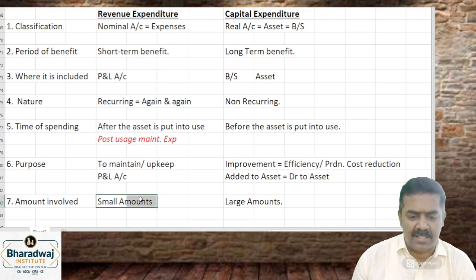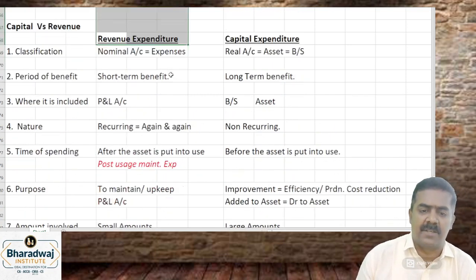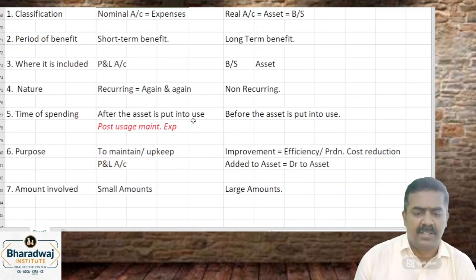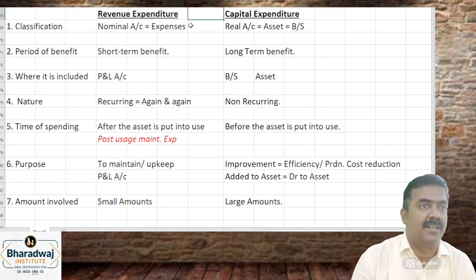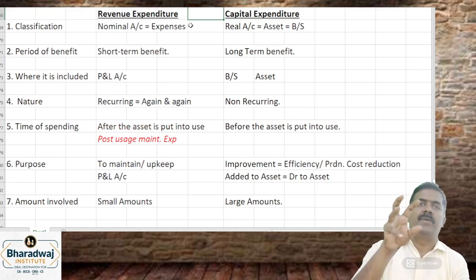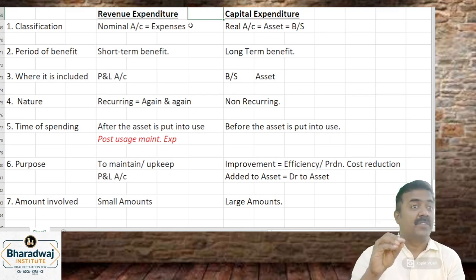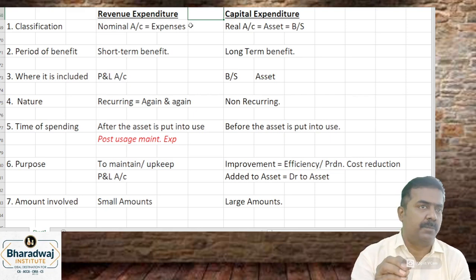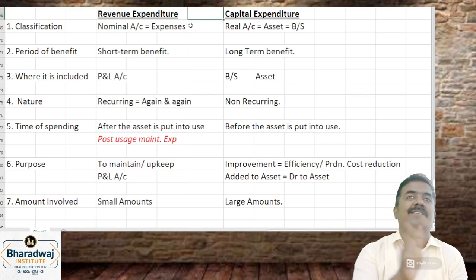No. Considering the amount involved, you can call it as which expenditure? Revenue expenditure. Sir, the amount is less. Though it appears like a capital expenditure, it will be treated as which one? Revenue expenditure. Sir, what is a small amount, large amount? Accounting policy will be there in every company. In Bharadwaj, we say capital expenditure up to 2,000 rupees. Up to how much? 2,000 rupees. We will not take it as capital expenditure. We will take it as a revenue expenditure.